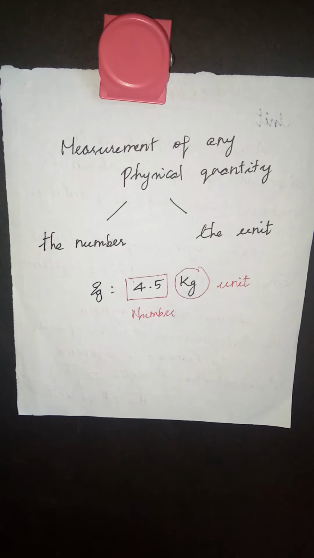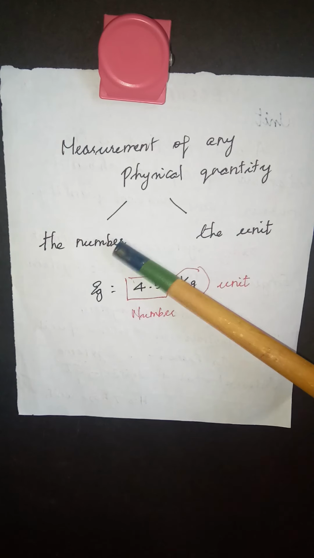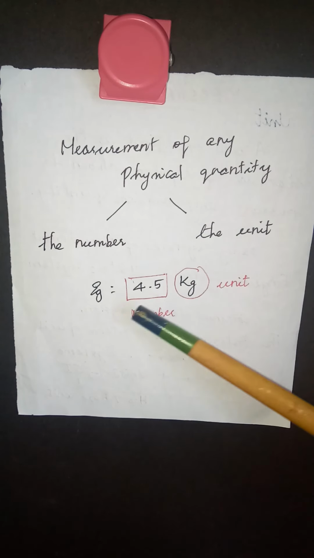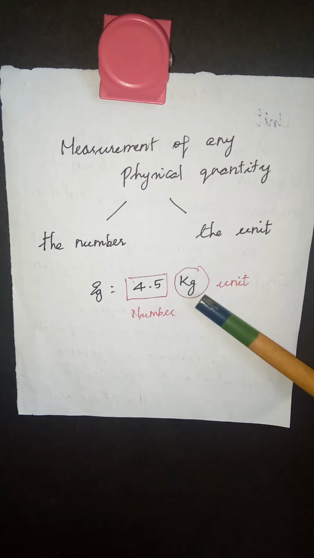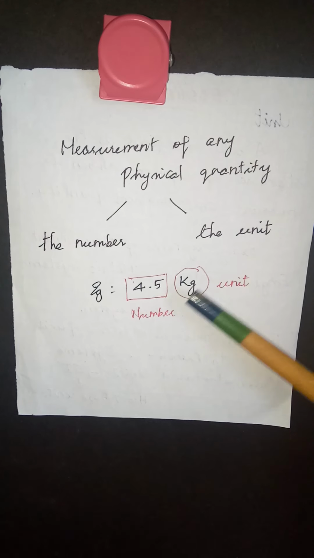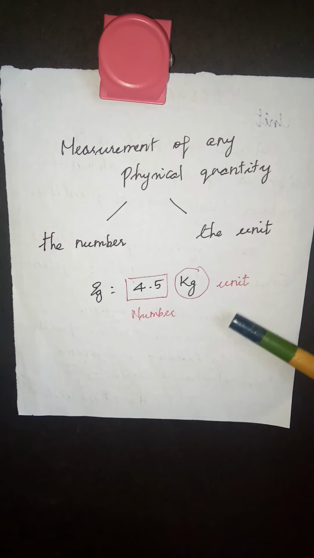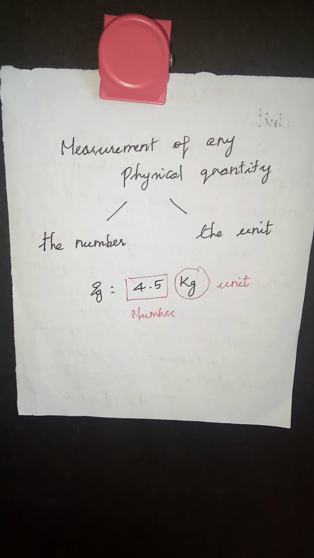Whenever you take the measurement of any physical quantity, it consists of two parts, the number and the unit. Now see, I've written an example, 4.5 kilogram. Here 4.5 is the number and this kg, kilogram, is the unit. The main aim of this video is to study the units of measurement, that is SI units.